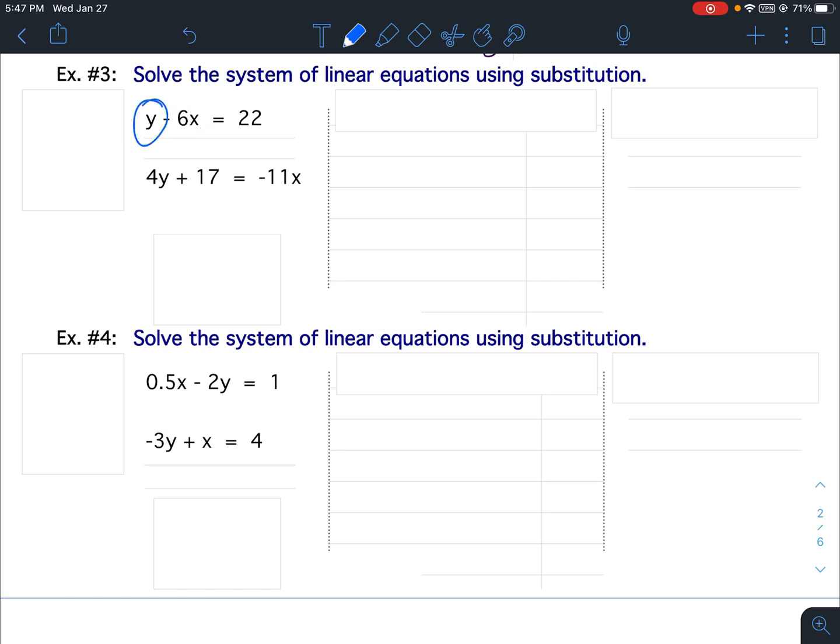So right here, I've got a variable term with a positive 1 coefficient. That's what I want to solve for. So pause your video and write this down. Solve for the top y, plug it into the bottom y.